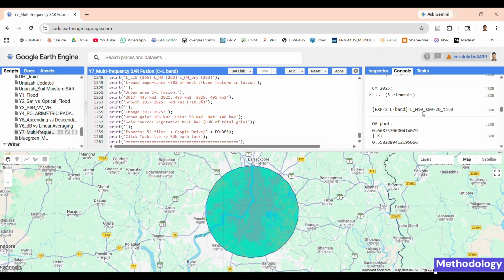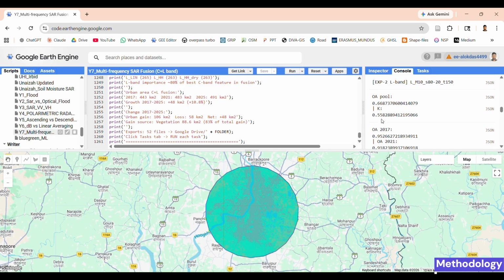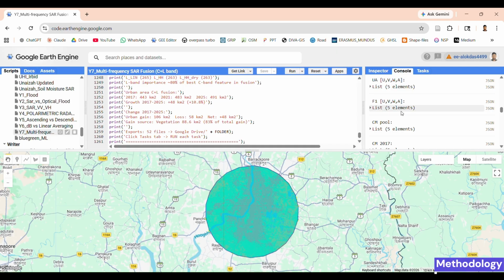Stratified sampling is performed using SAR world cover reference data, and evaluation is done using accuracy metrics like OA, kappa, precision, recall, and F1 score. The fusion model performs best due to combined surface and subsurface information. Now, let us move to the outputs.